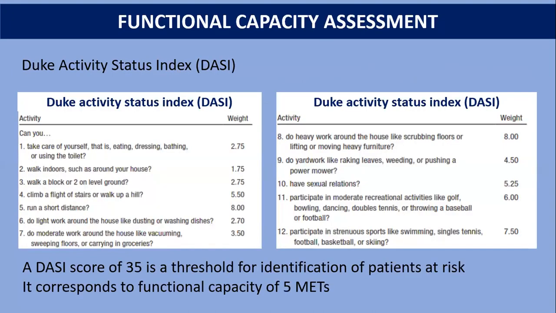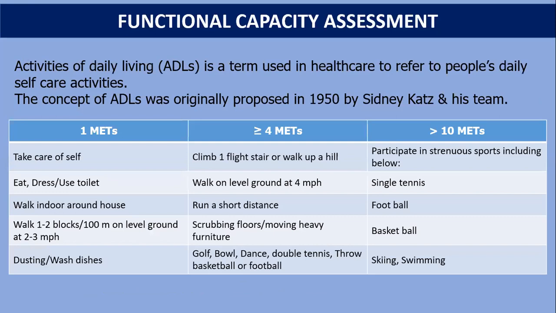So you see the Duke Activity Status Index. A lot of daily activities are there, beginning from mild activities up to outdoor sports, even football or tennis playing. On the left side, the activities are written. On the right side, there is a scoring system. In the Duke Activity score, it begins from 0 up to 58 plus. A DASI score of 35 is a threshold for identification of the patient at risk, and it corresponds to a functional capacity of 5 METs. Next, we can assess the functional capacity by activities of daily living, and this is the most important one.